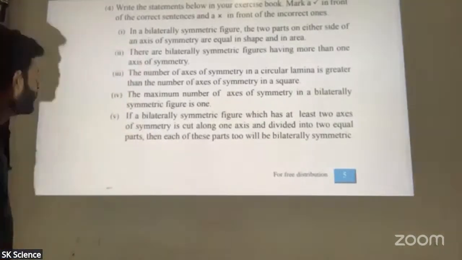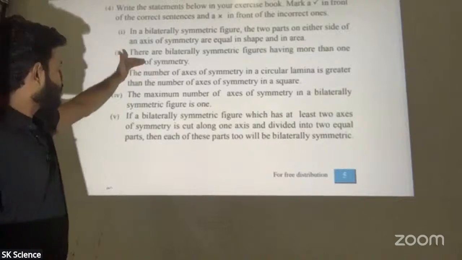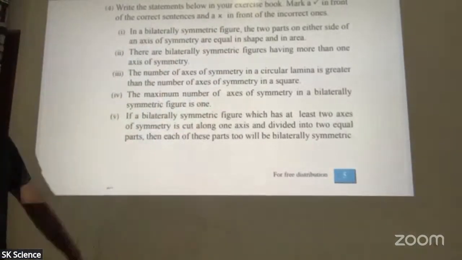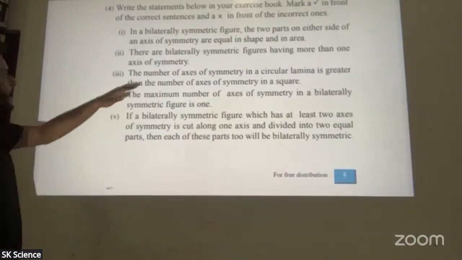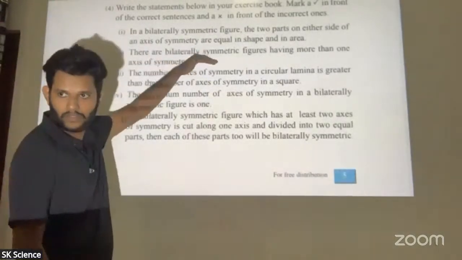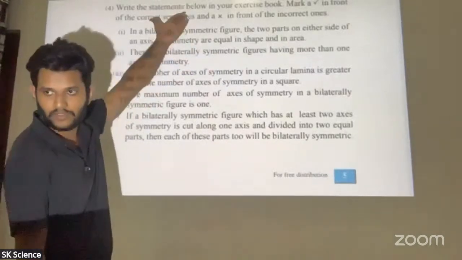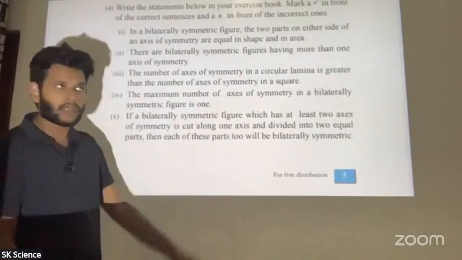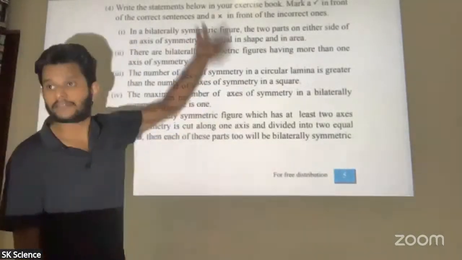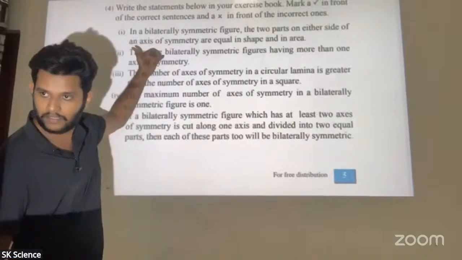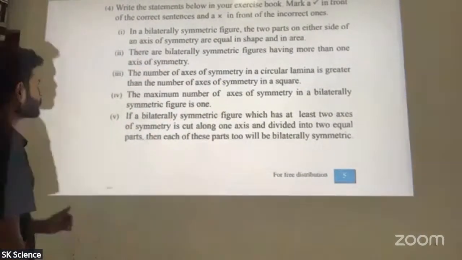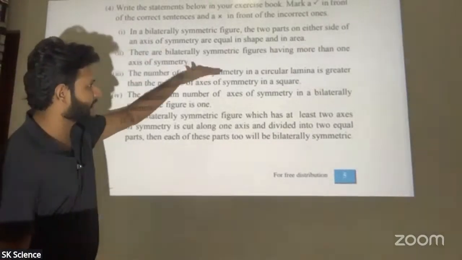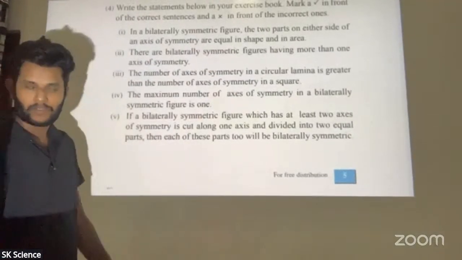Nice. Next one: there are bilaterally symmetric figures having more than one axis of symmetry. We saw those figures, having more than one. Did you see something that has more than one symmetry? Yes, there are. Then is it correct or wrong? Correct.